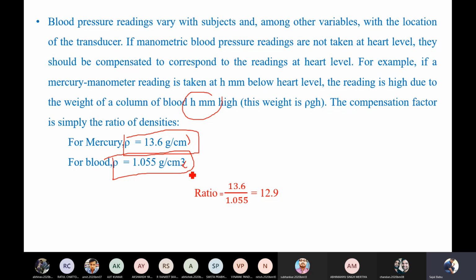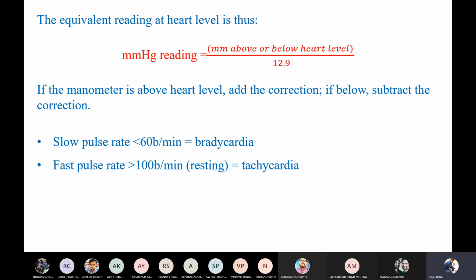Now the ratio of mercury to blood will be 12.9. You have to remember this constant. How did we get this constant? We got it by taking the ratio of the densities of mercury and blood. Now we have to calculate the reading that will be above or below the heart level using 12.9.